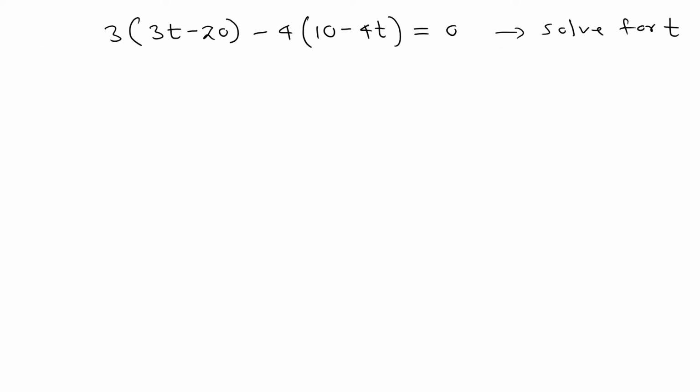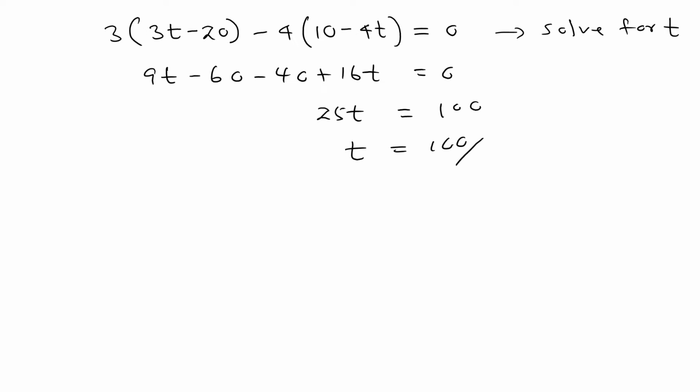So we have this equation, and the goal is to solve for t. We can distribute: you get 9t minus 60, then minus 40 plus 16t. Adding the t terms, you get 25t, and moving the numbers to the other side, you get 100. So t equals 100 divided by 25, which is 4. That means the minimum happened at t equals 4.